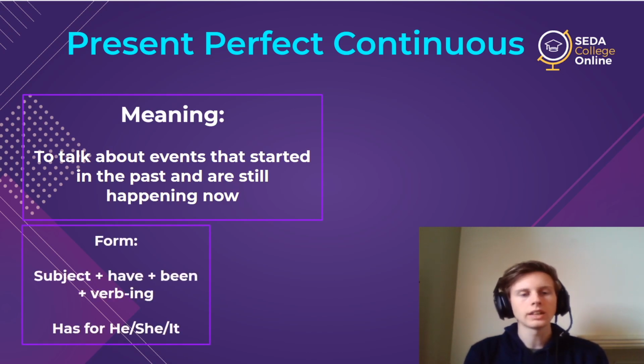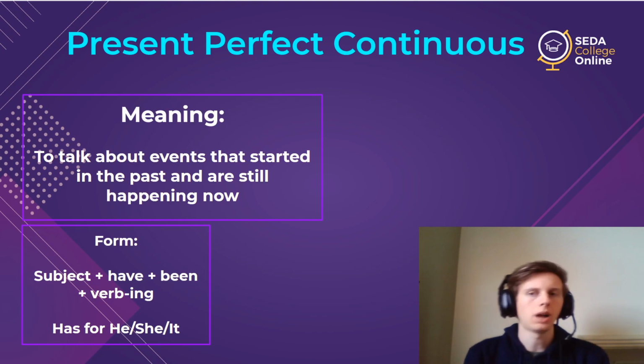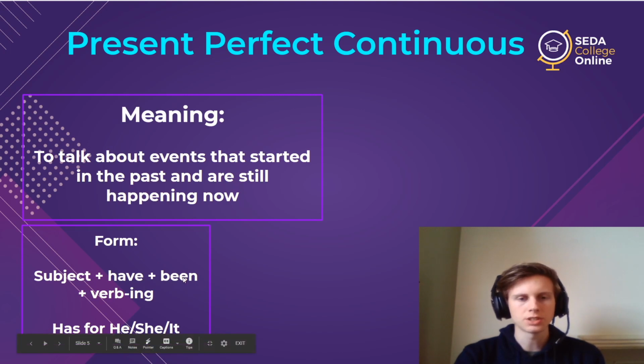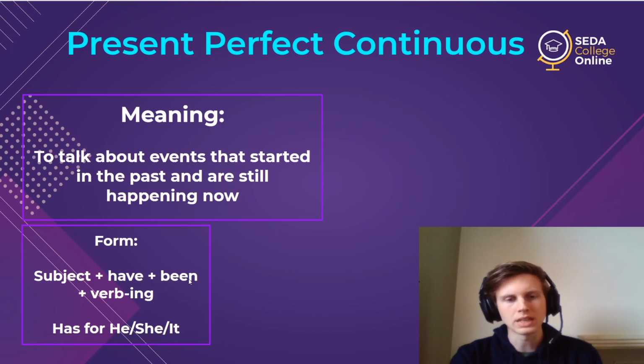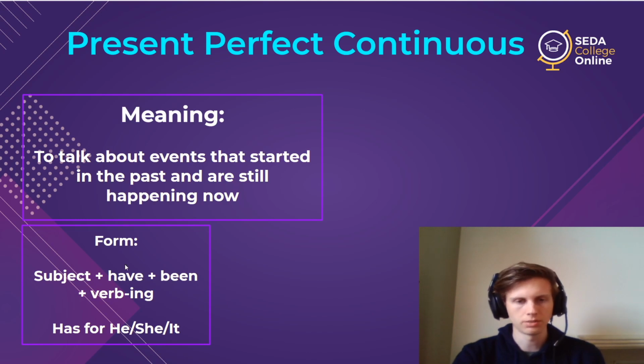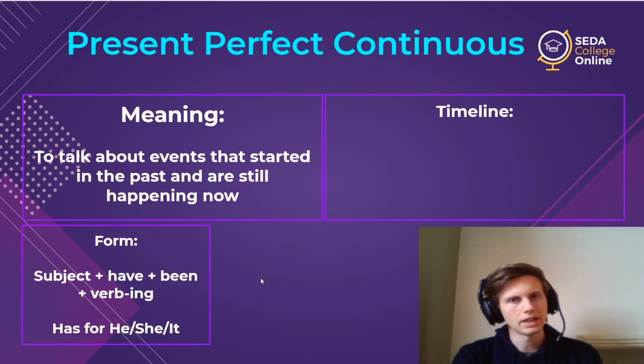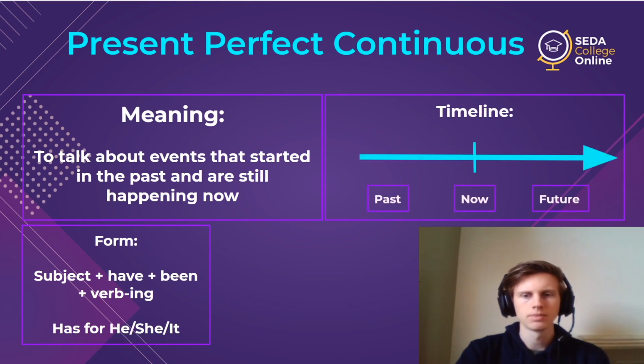So what does it look like? Well, we have now an additional auxiliary verb. So subject plus have plus been plus verb-ing. So to make the continuous, we have the continuous marker. The auxiliary verb to be is the continuous marker, and the auxiliary verb to have is the perfect marker, or the perfect auxiliary. So we combine the two to make the perfect continuous. And the same rules apply: has if your subject is he or she.